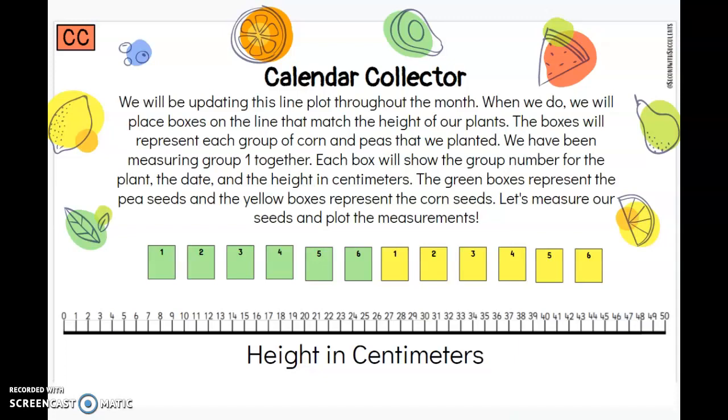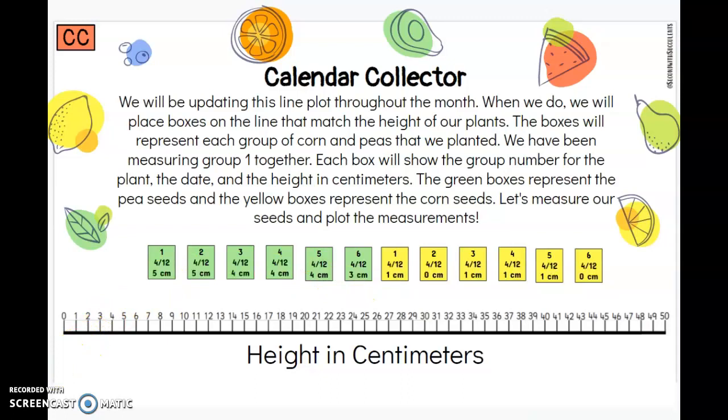We will be updating this line plot all month. When we do, we will place boxes on the line that match the height of our plants. The boxes will represent each group of corn and peas that we planted. We have been measuring group 1 together. Each box will show the group number for the plant, the date, and the height in centimeters. The green boxes will represent the pea seeds, and the yellow boxes will represent the corn seeds. Let's measure our seeds and plot the measurements.